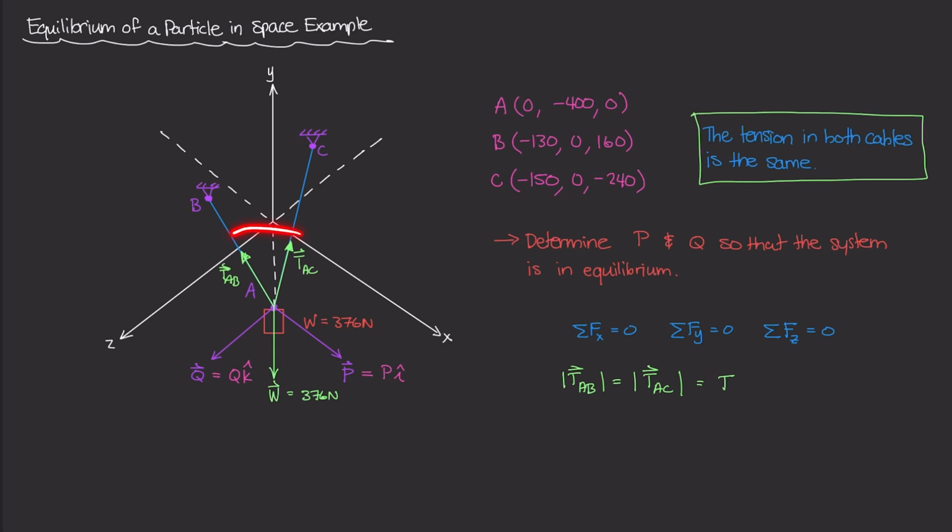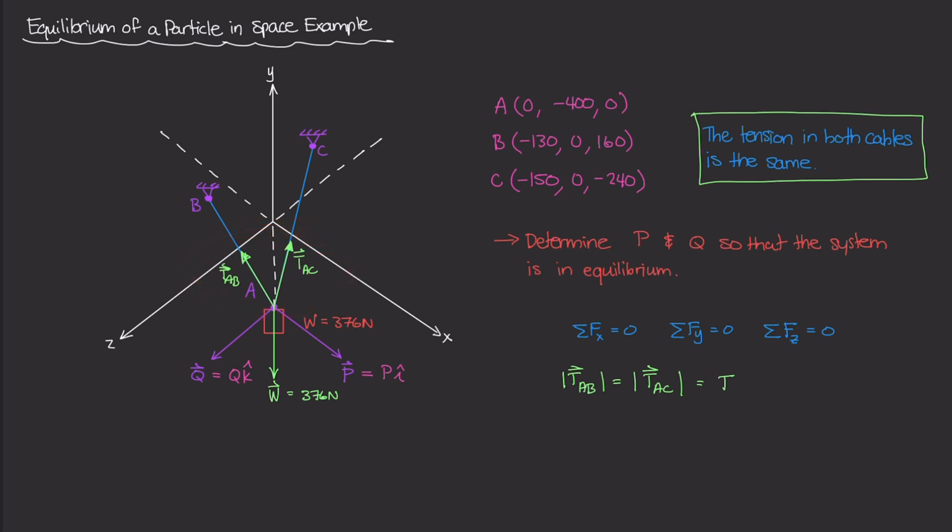These two tension forces, TAC and TAB, have components in all different directions. They have an X component, a Y component, and a Z component. And that's going to be important when we try to figure out what those components are. Okay, so because P, W, and Q are pretty simple and straightforward, let's focus our efforts on TAC and TAB.